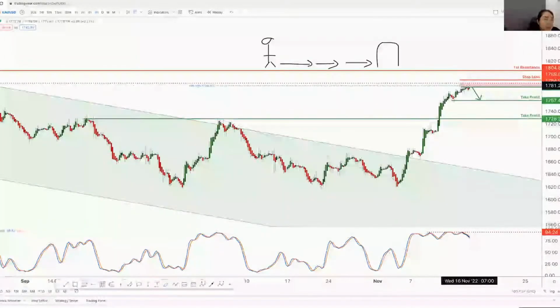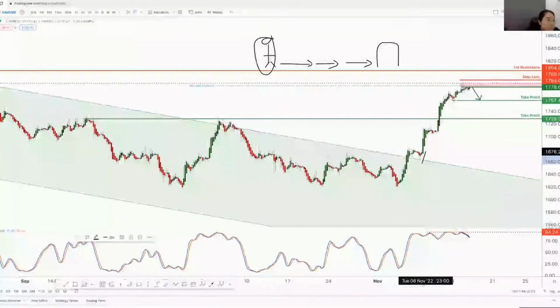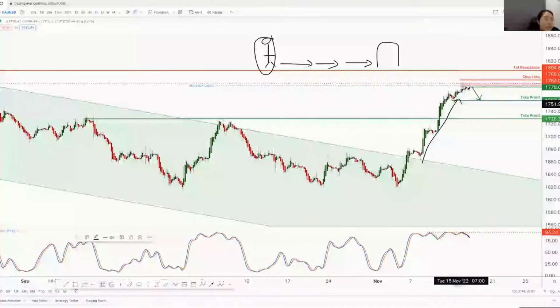I think there is some kind of resistance in this door, but if this person here is strong, that means if this bullish momentum is strong, it will not have a problem breaking this door here. They will not have a problem breaking this resistance, and it's going to go higher.